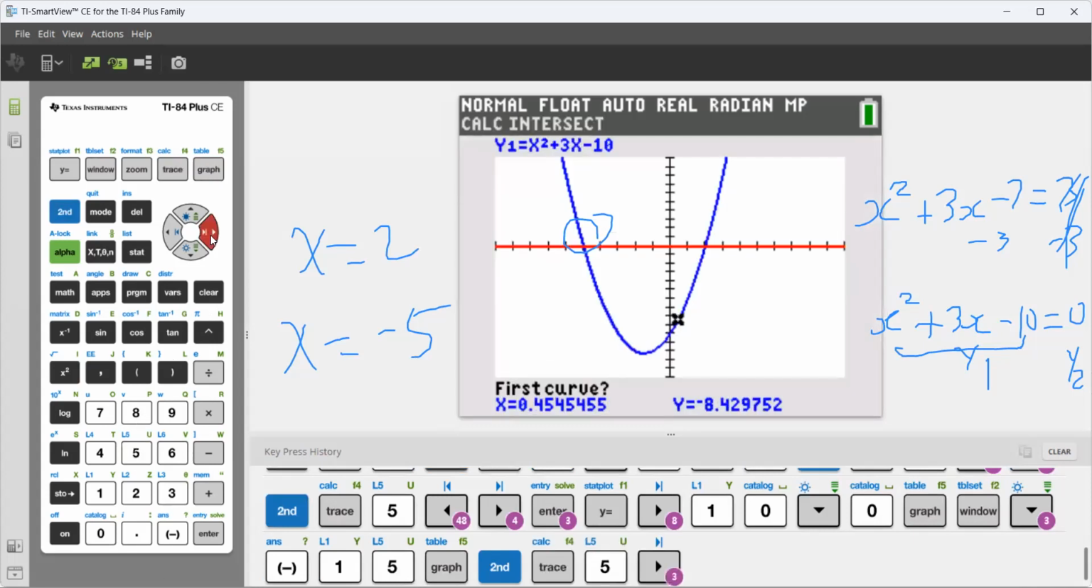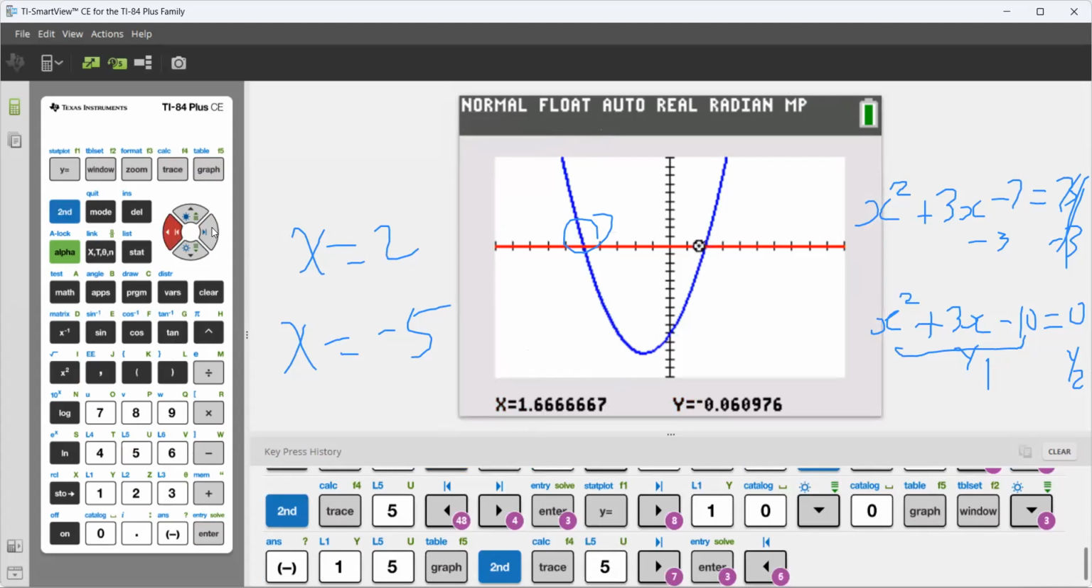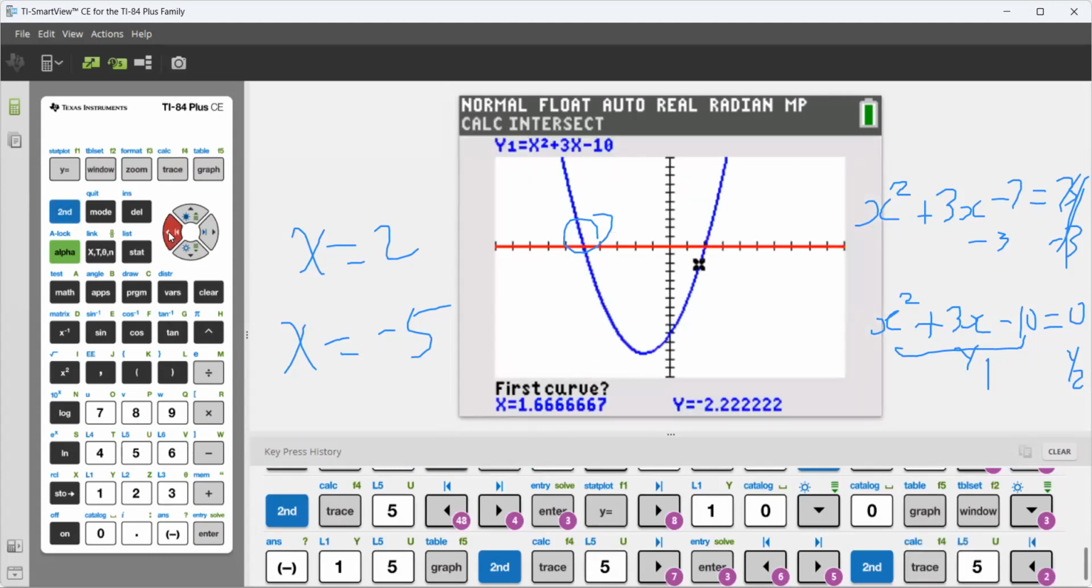So second, trace, 5. I'm going to move this closer. Enter. You can see that you're going to get a 2. Yep, x equals 2, and that is the first one. What about the second one? I'm going to move this. Okay, so I'm going to do second, trace, 5, and then move this.